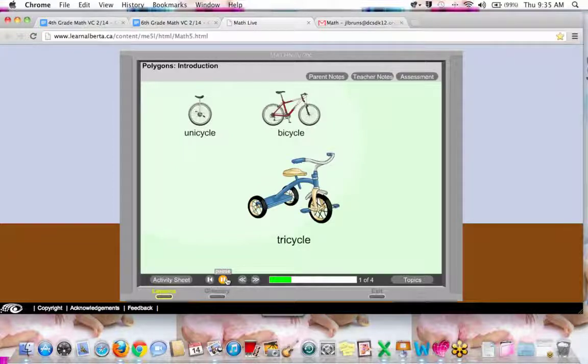A tricycle has three wheels. Tri means three. Or think of maybe like a tripod. A tripod is the thing that you set a camera on top of. How many legs does it have? It has three. So that prefix tri means three.